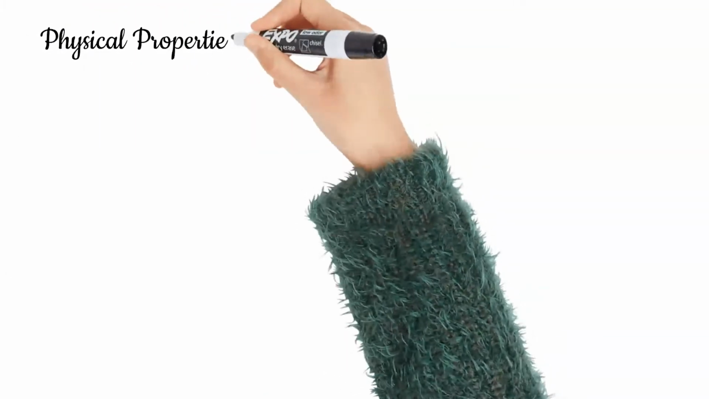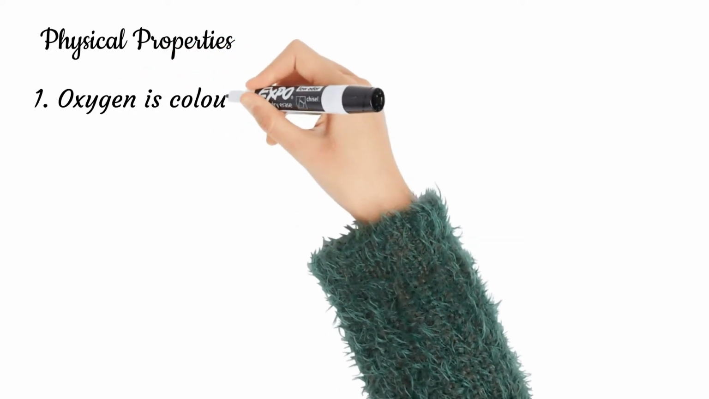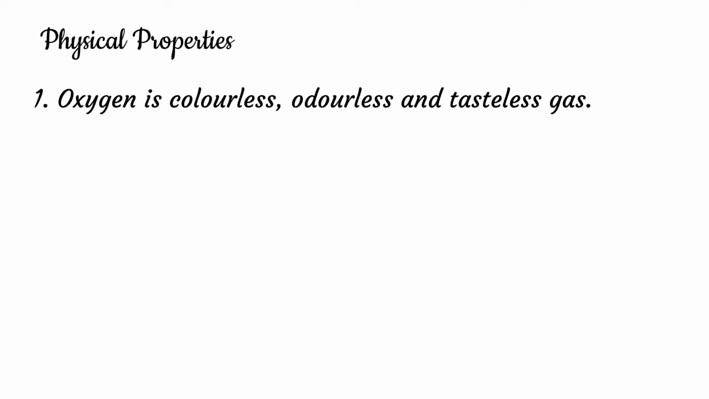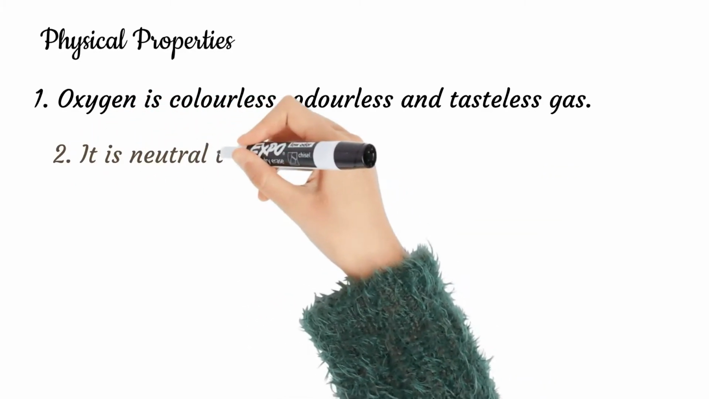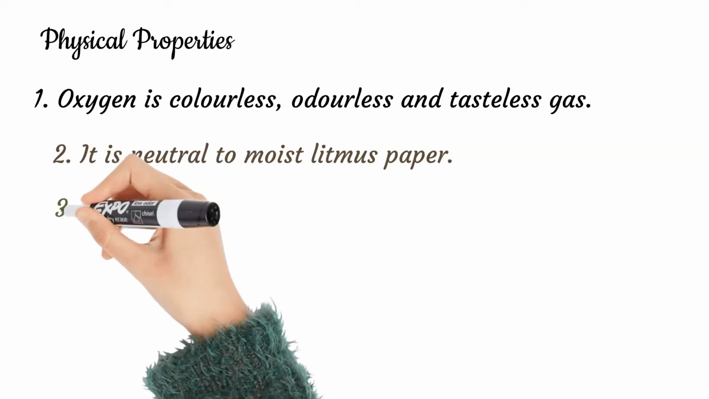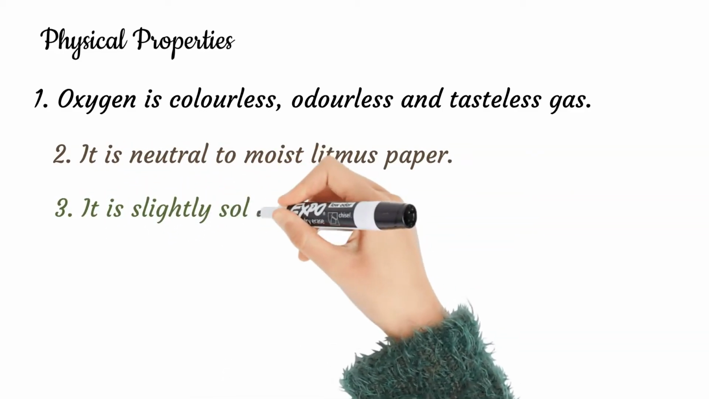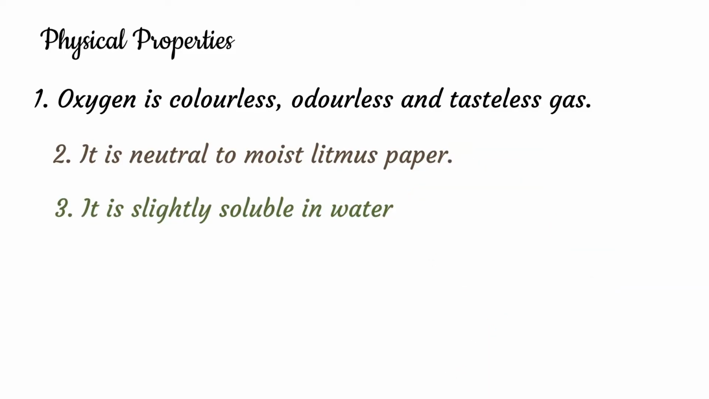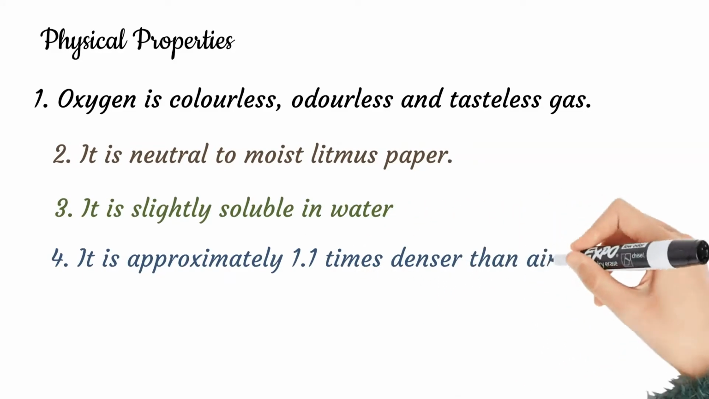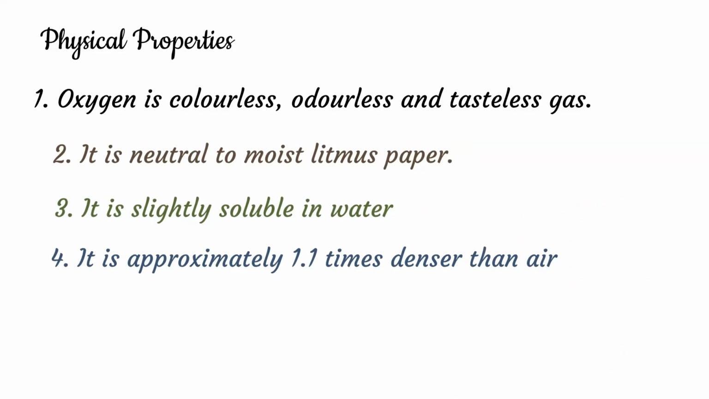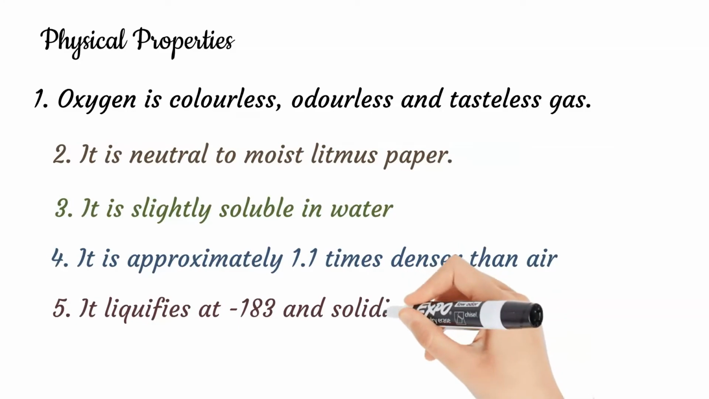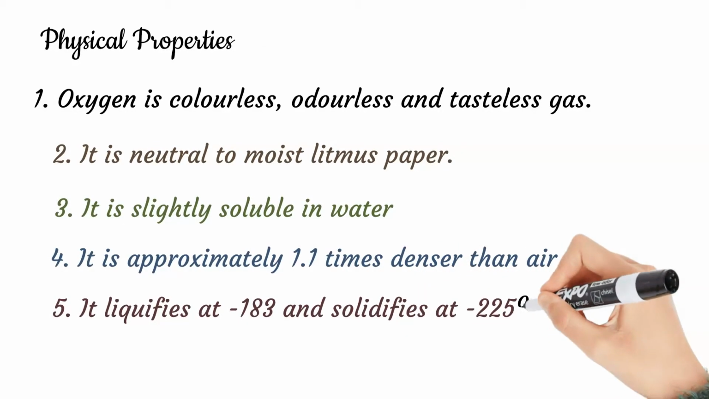Physical properties. Number one, oxygen is a colourless, odourless, and tasteless gas. Number two, it is neutral to moist litmus paper. Moist litmus paper is litmus paper that has been dampened with water. Number three, it is slightly soluble in water, not too soluble. Number four, it is approximately 1.1 times denser than air. And then finally, number five, it liquefies at minus 183 and solidifies at minus 225 degrees Celsius.